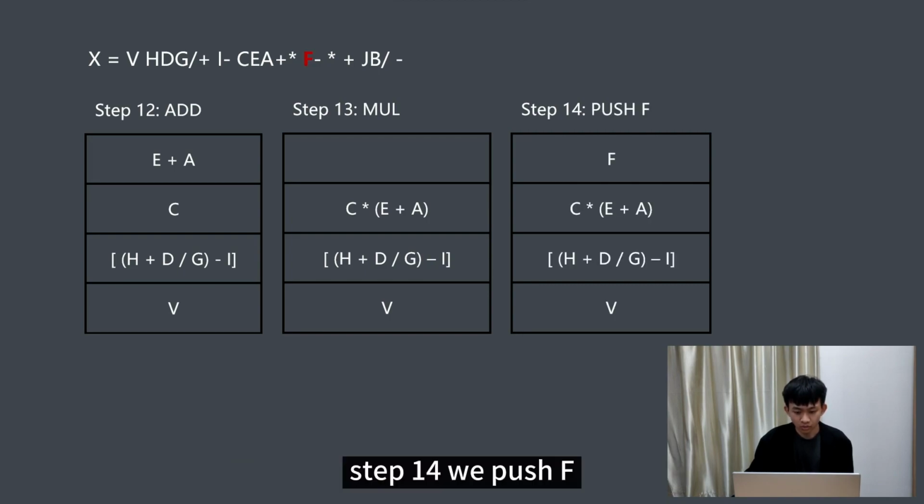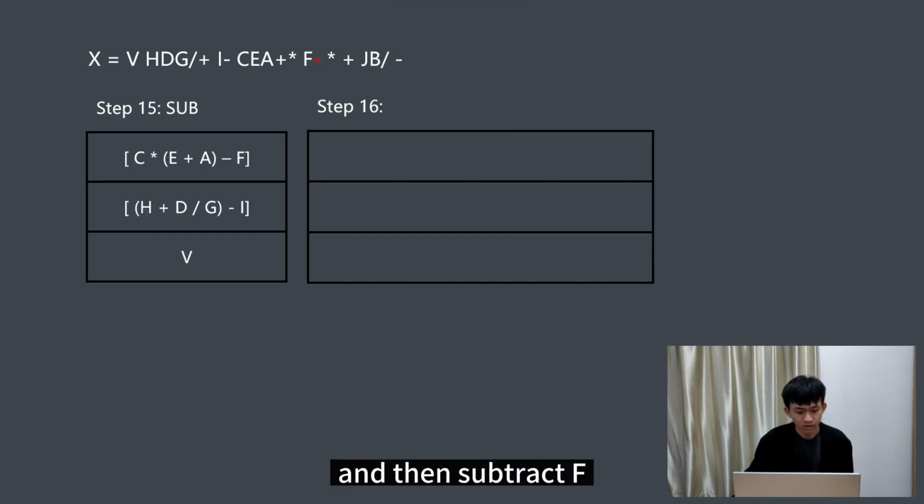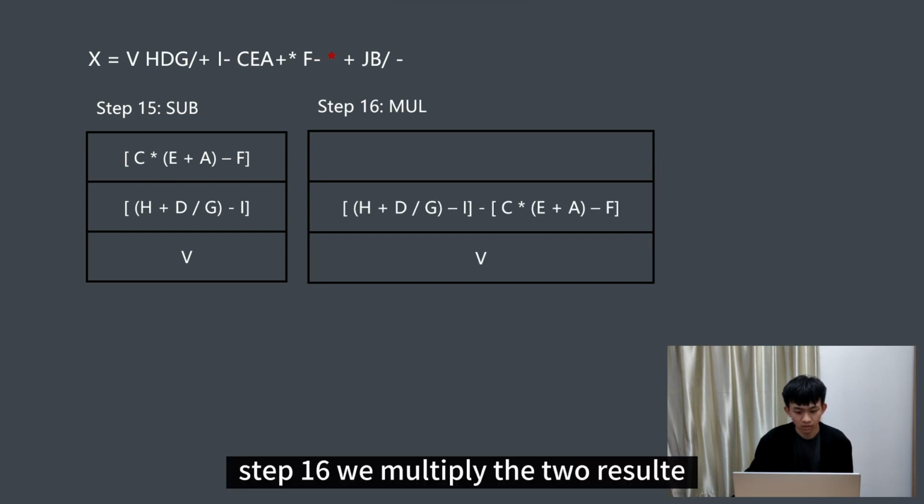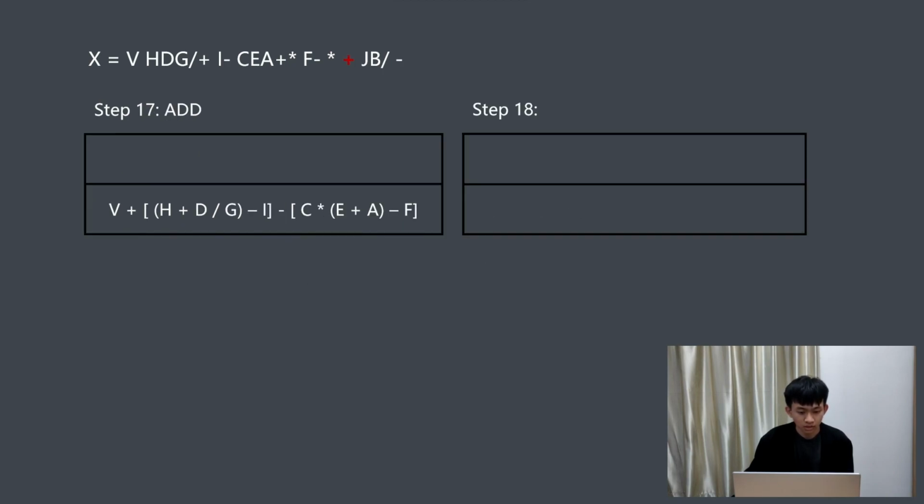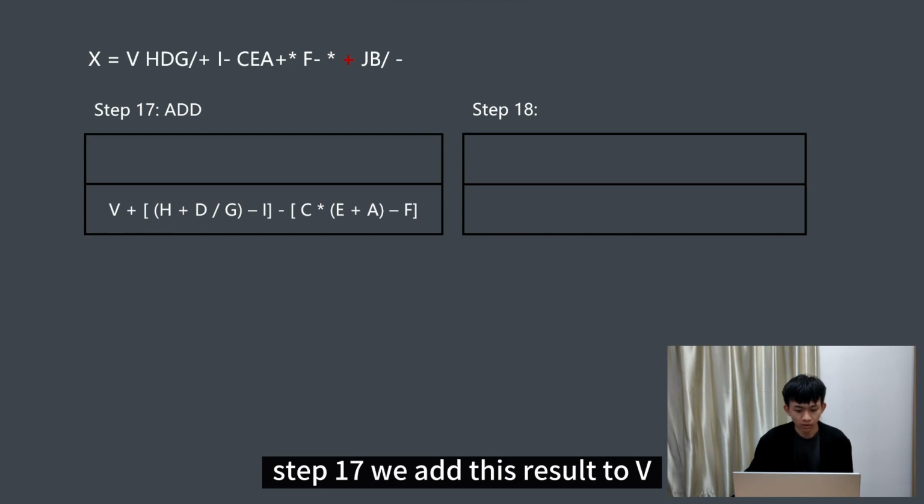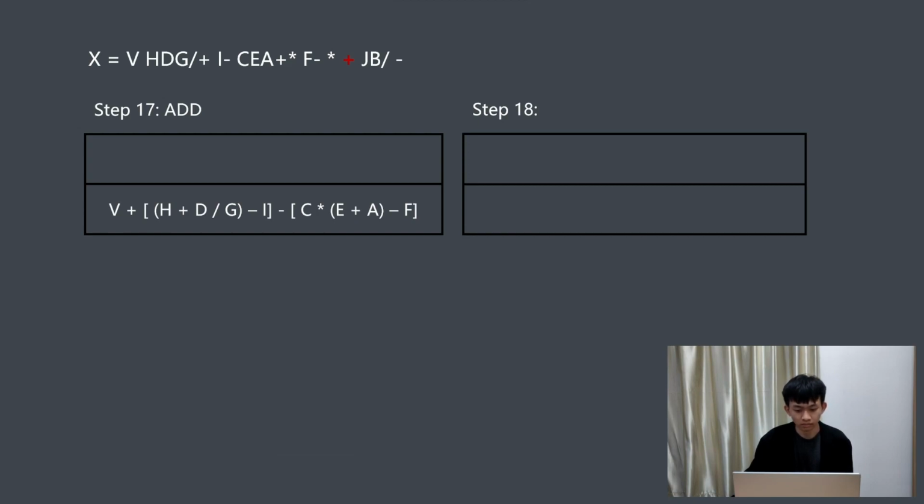Step 14, we push F and then step 15, subtract F. Step 16, we multiply the two results on top of the stack. Step 17, we add this result to V.